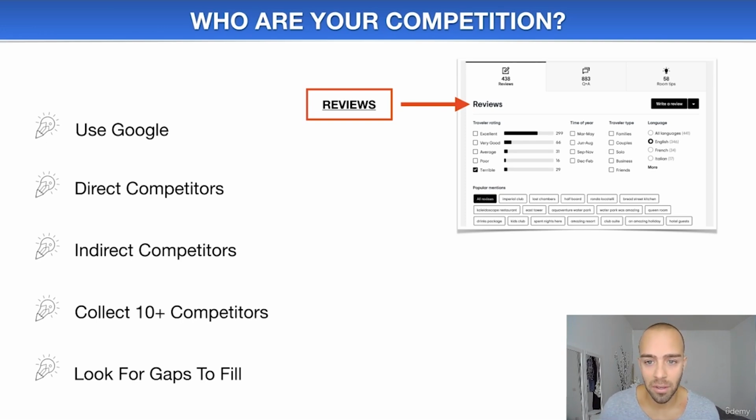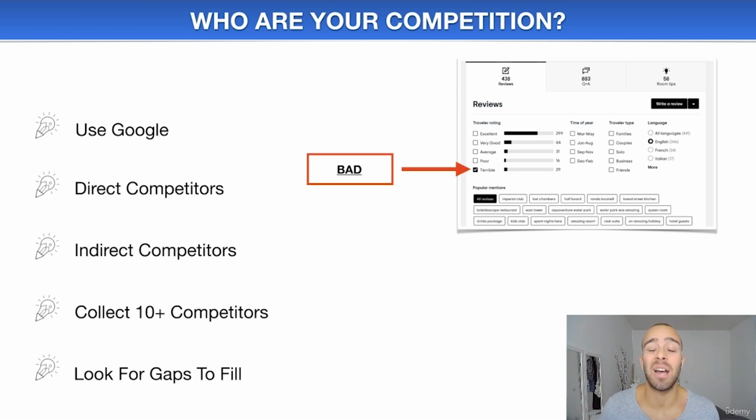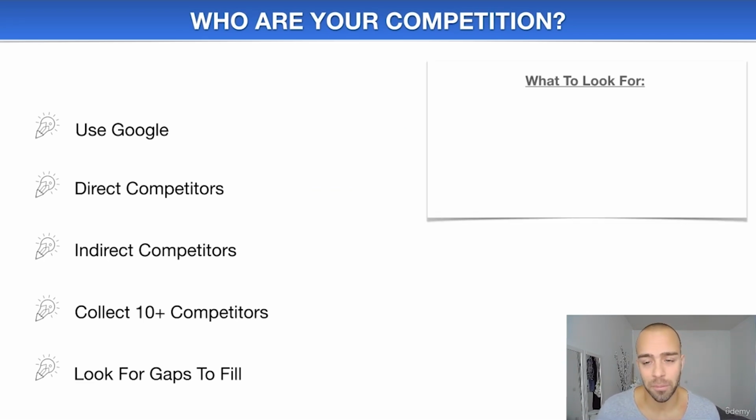So if you have a look on the screen right now, you can see it says reviews here. Then you have, of course, the good, then you have the mid-range, and then you have the bad reviews. You do want to go in and have a look at the different types of reviews, but what should you look after? Well, first of all, I would look after commonality, which means what is common amongst your competitors.